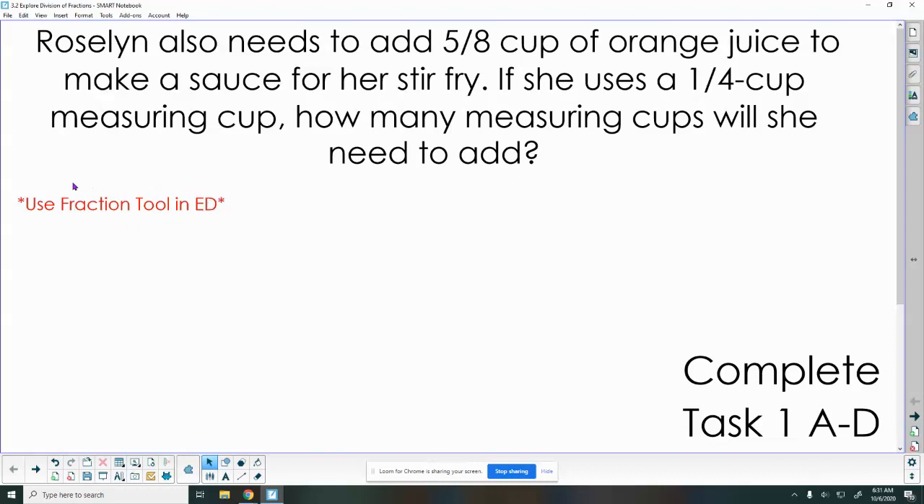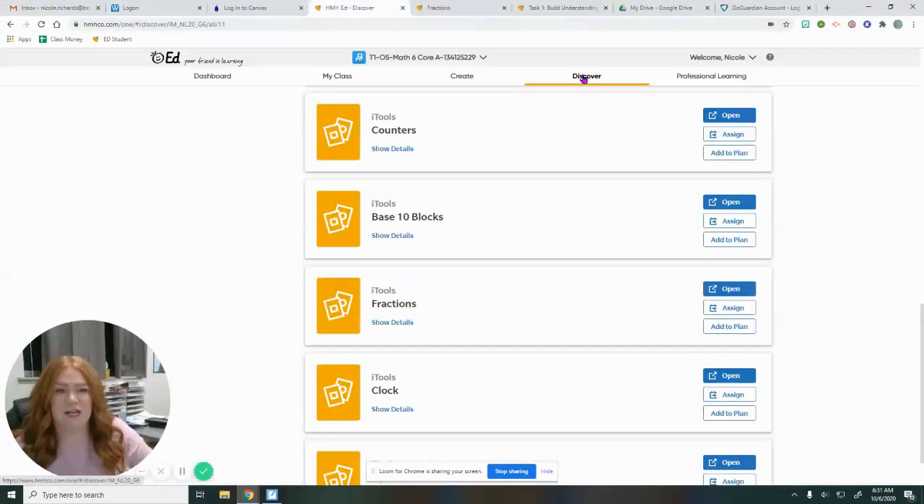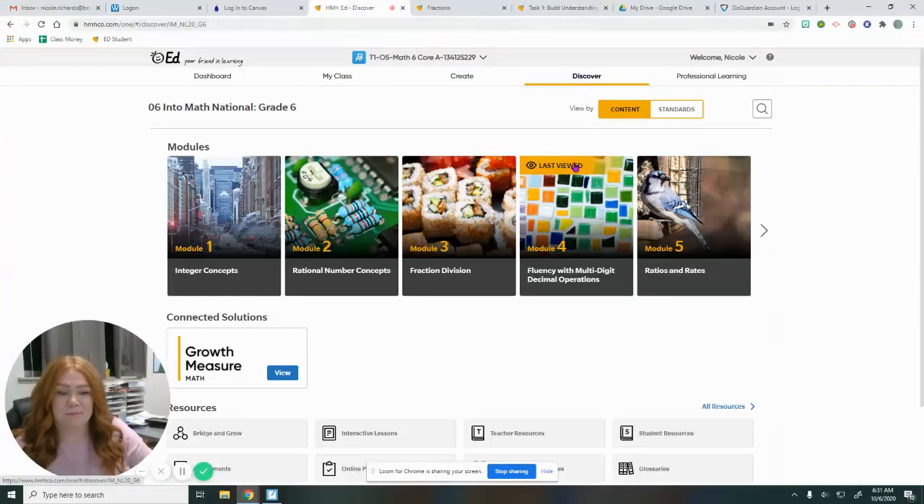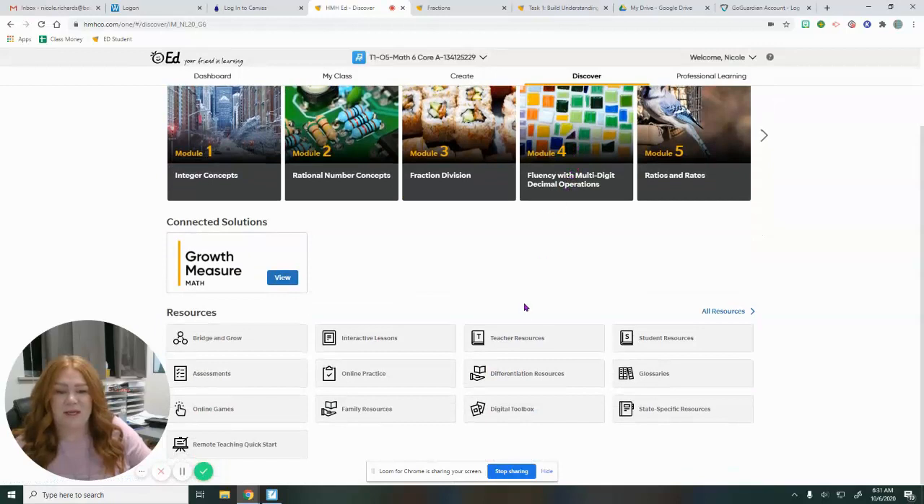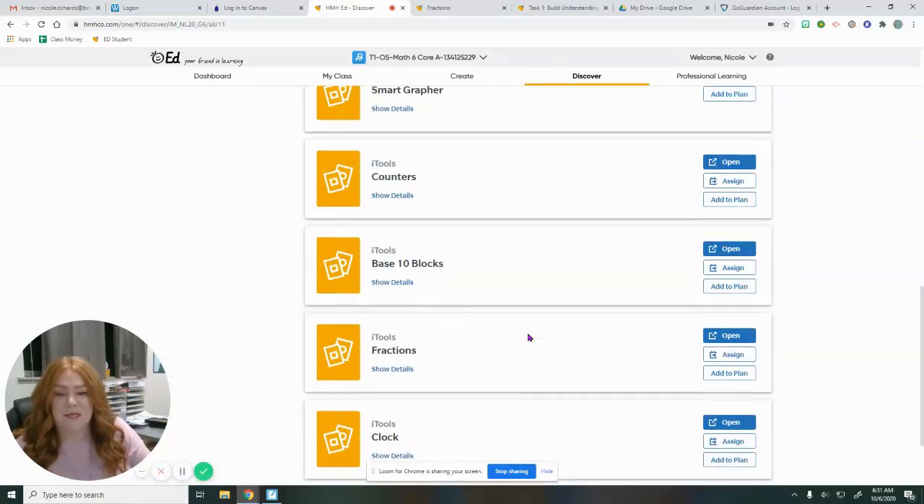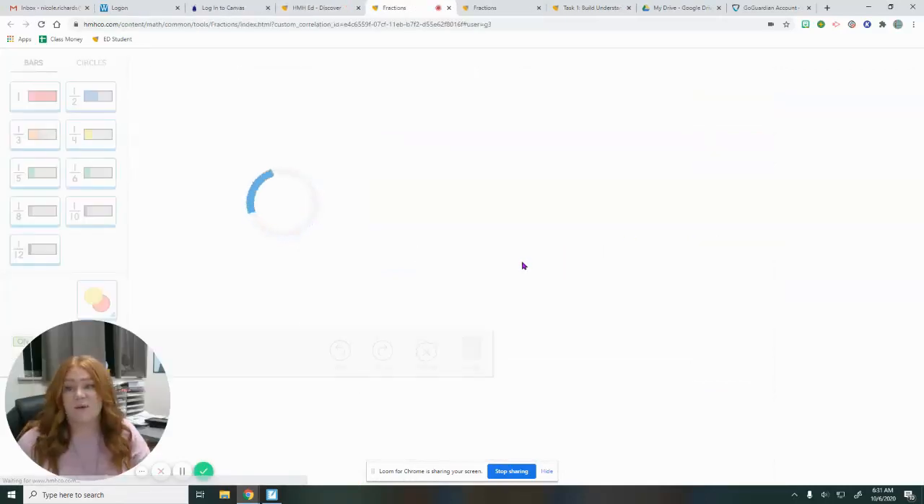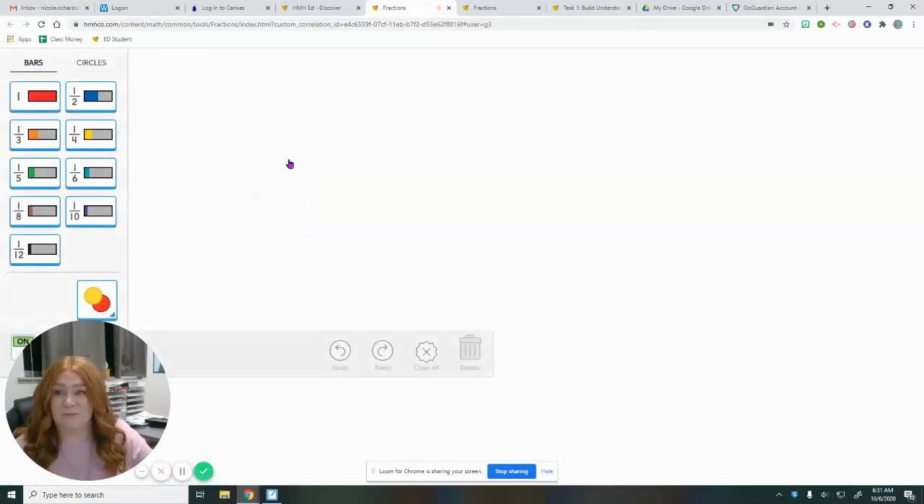One thing I would like you to do is open up your Ed. Come to your main page and go to your Discover tab and look for your digital toolbox. Yours might be in a different place on the page, but it's under the Discover tab. Go to your digital toolbox, scroll down and find the fractions and open up your fraction toolbar. You always have these tools available to you.